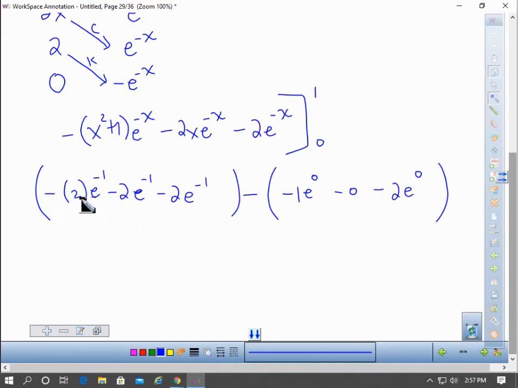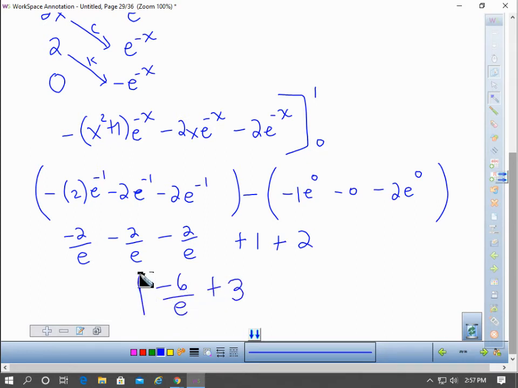So what do I end up getting? I end up getting negative 2 over e minus 2 over e minus 2 over e. Then e to the 0 is just 1, so that's going to end up being a plus 1, and then that's 0, and then e to the 0 is 1, so that's negative 2, but we're subtracting, so that'll be a plus 2. This gives me negative 6 over e plus 3, and that's the answer. Negative 6 divided by e plus 3. Done.